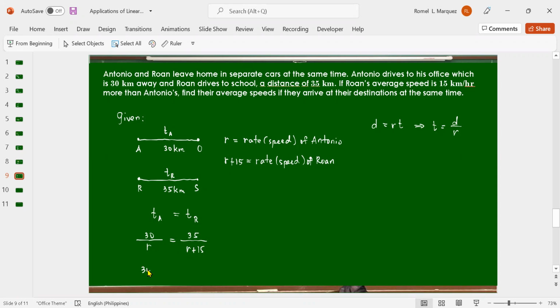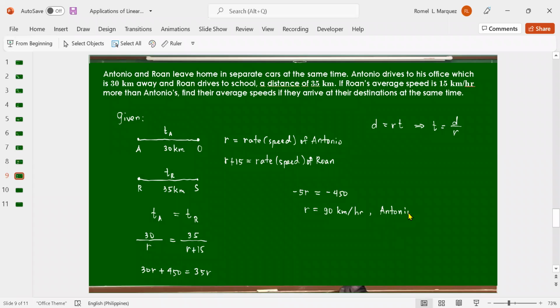So simplifying, that is 30R plus 30 times 15, 450. And that is equal to 35R. So negative 5R is equal to negative 450. What is R, guys? 450 divided by 5, 90. So 90, ito yung rate in kilometers per hour, no? So Antonio's speed.